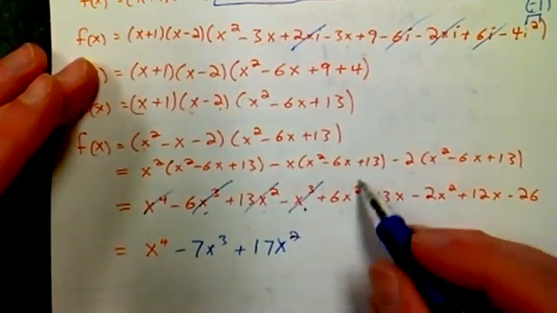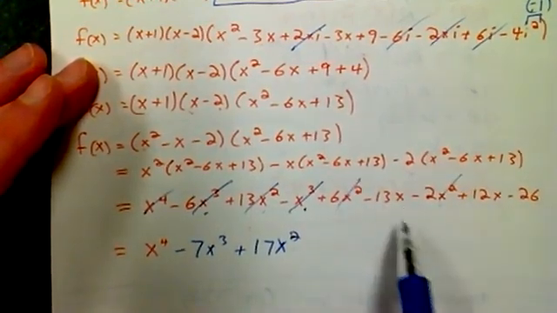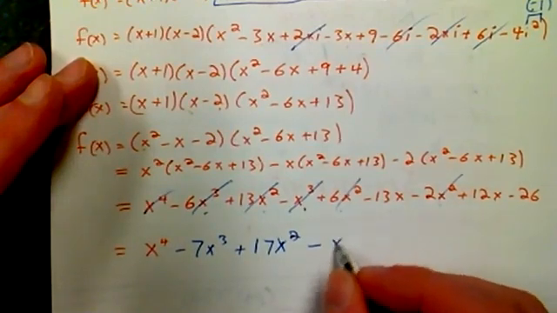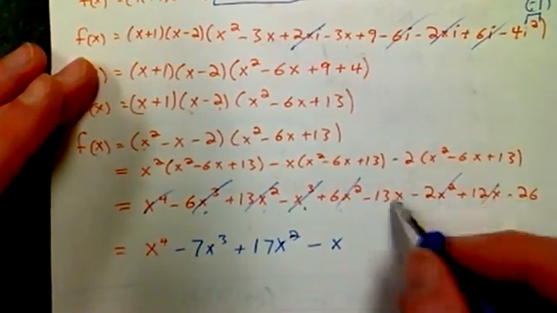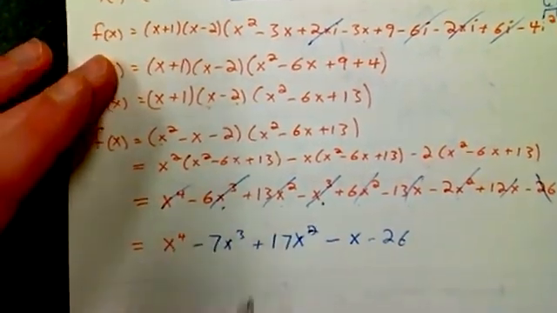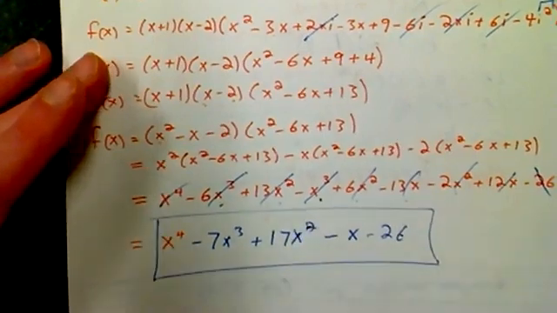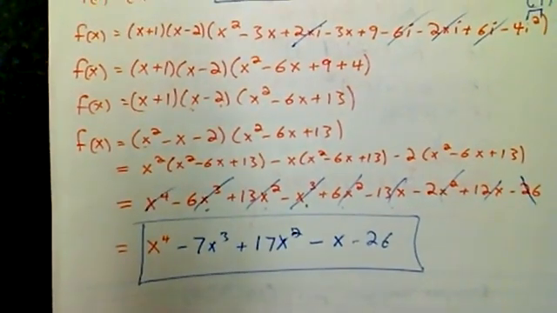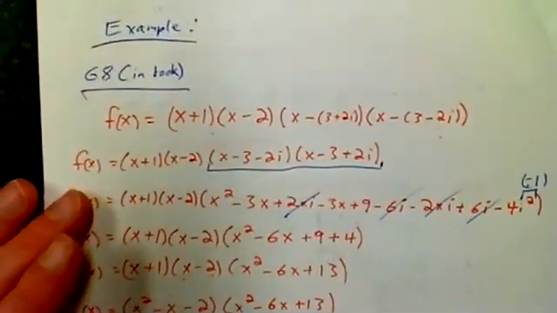Okay, so I took care of my squareds. I have a negative 13x plus a 12x is minus a regular x. And then finally, I have the minus 26. So here is your function, fully expanded out, that has all of those zeros. And notice that there's no imaginary stuff here, thanks to using that complex conjugate.